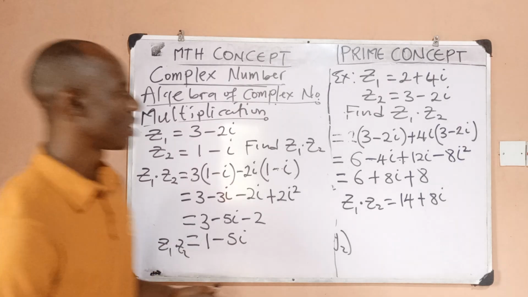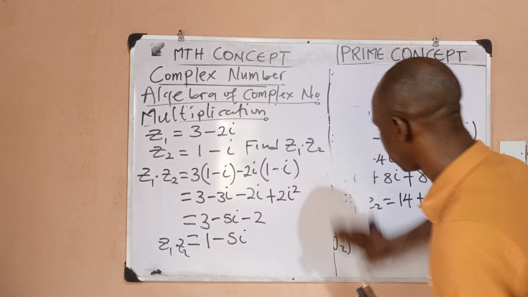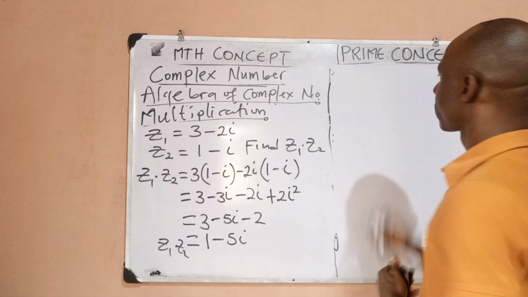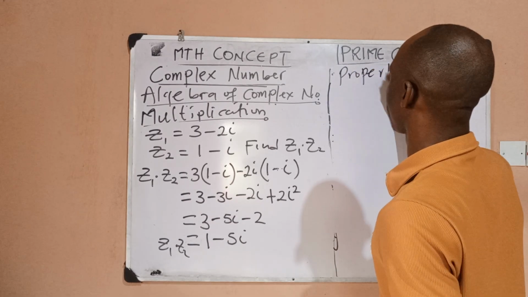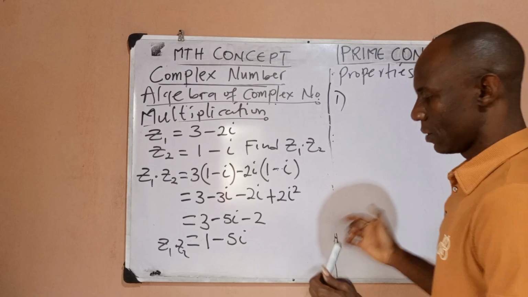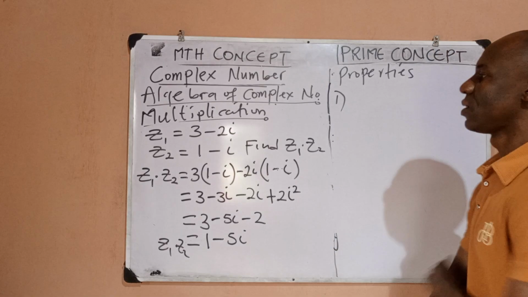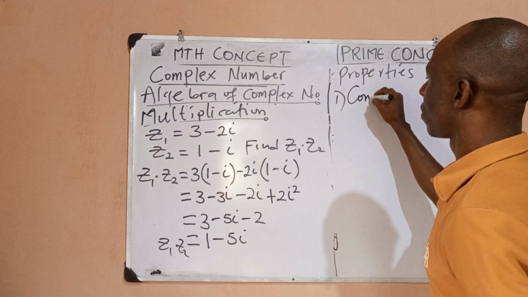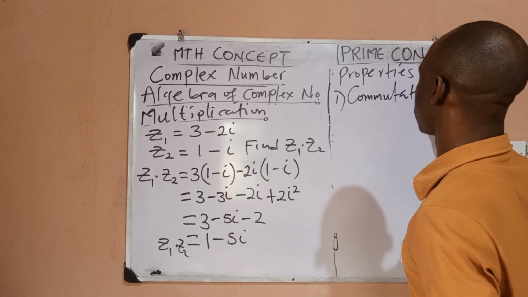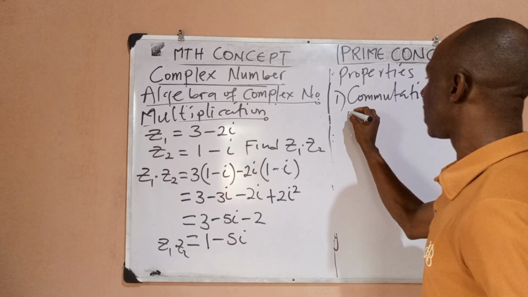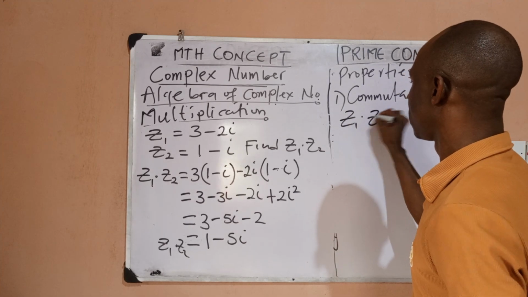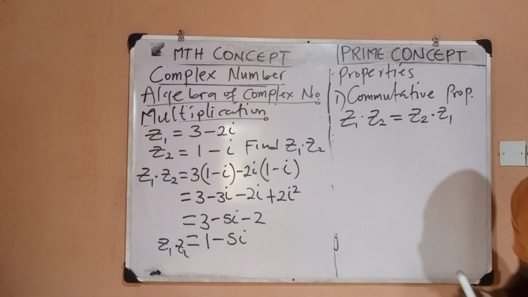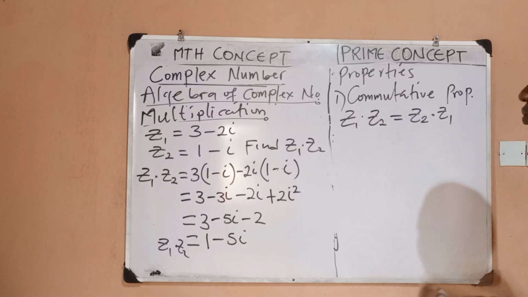So very quickly, I want to point out maybe two properties for multiplication, and we call it an end for this video. So properties. Number one property is the commutative property. Just like we saw for addition, the commutative property for multiplication is also true. That is to say, z1 times z2 will give us the same result as z2 times z1. So this is what we know as the commutative property for multiplication, which is true.